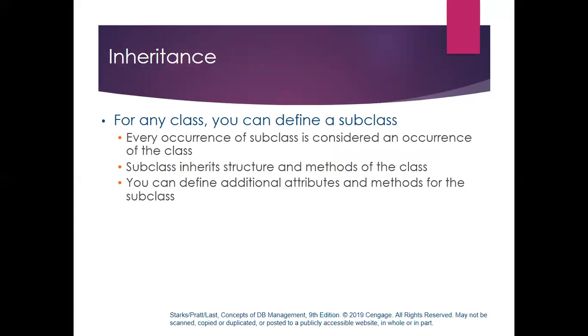Inheritance. A key feature of object-oriented systems is inheritance. For any class, you can define a subclass. Every occurrence of the subclass is also considered an occurrence of the class. The subclass therefore inherits the structure and methods of the class. Additional attributes and methods can be defined for the subclass.